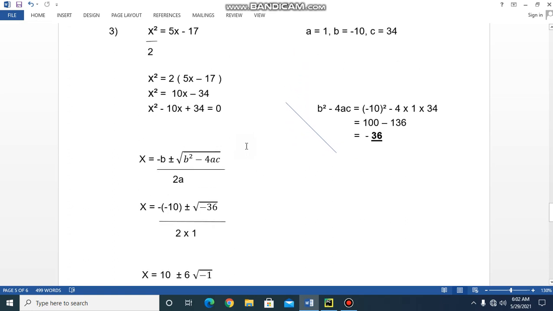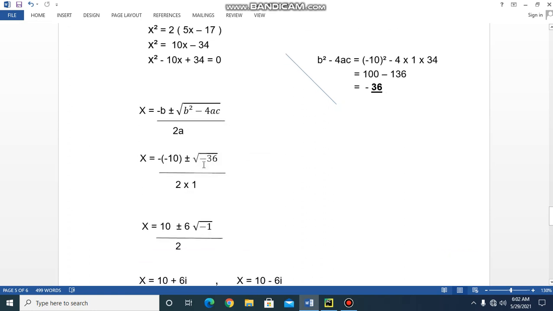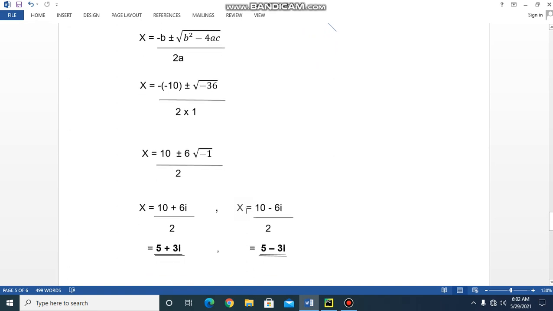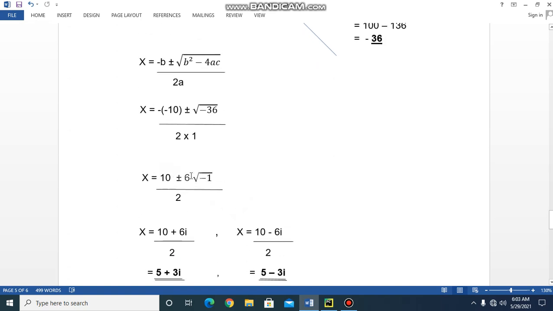So we will assign the values in the formula. So b is minus 10. So minus of minus 10 plus or minus root of b square minus 4ac, that is minus 36, by 2 into 1. So root 36 is 6 and root of minus 1 is i, imaginary. So 10 plus or minus 6 root minus 1 by 2.